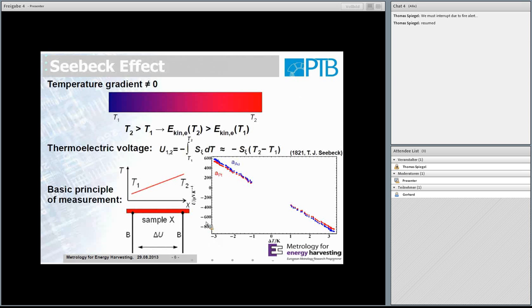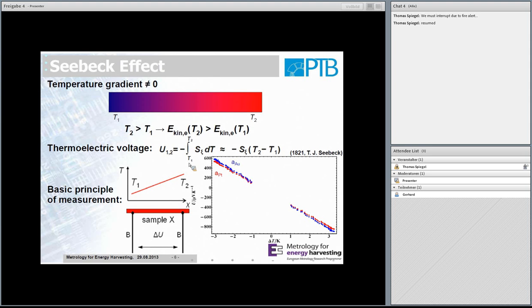So, just a brief word on the Seebeck coefficient, which you heard about already. If you apply a temperature gradient on a sample, you have a hot end and a cold end, and the kinetic energy of the electrons in the hot end is higher than the kinetic energy of the electrons in the cold end. This leads to a diffusion of electrons, and this creates the so-called thermoelectric voltage, all well known, and you can calculate this by calculating this integral.